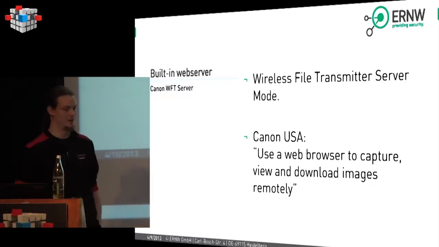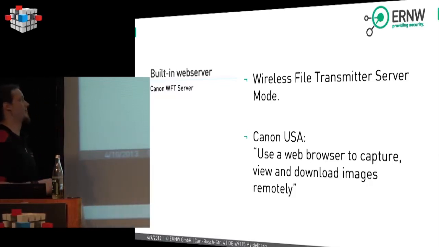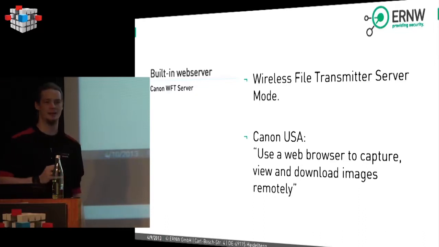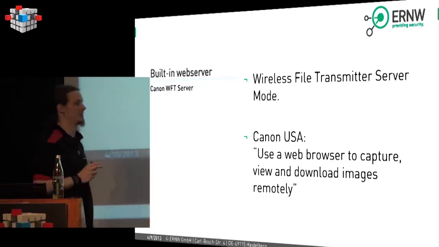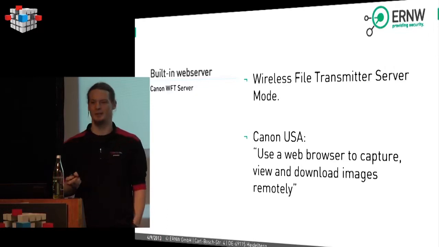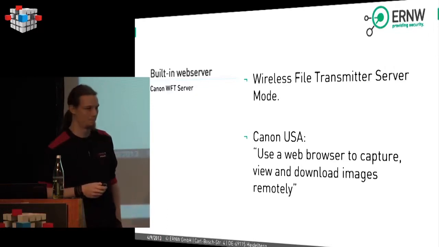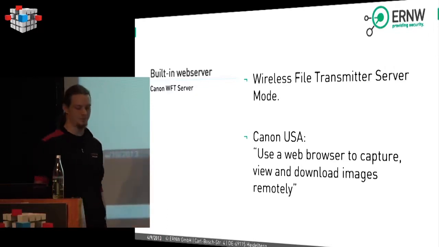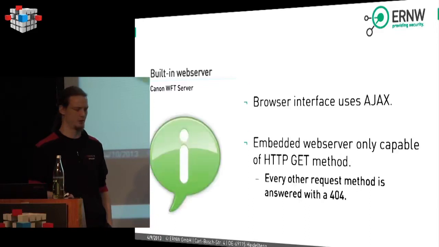I also got some really nice marketing from Canon USA. It says, use a web browser to capture, view, and download images remotely. So that implies you can also remote control the camera via the built-in web browser. Yeah, that might come in handy. But the question is, is the web server secure?